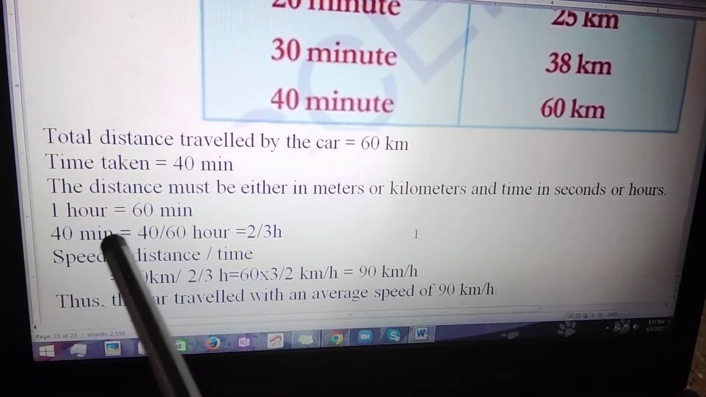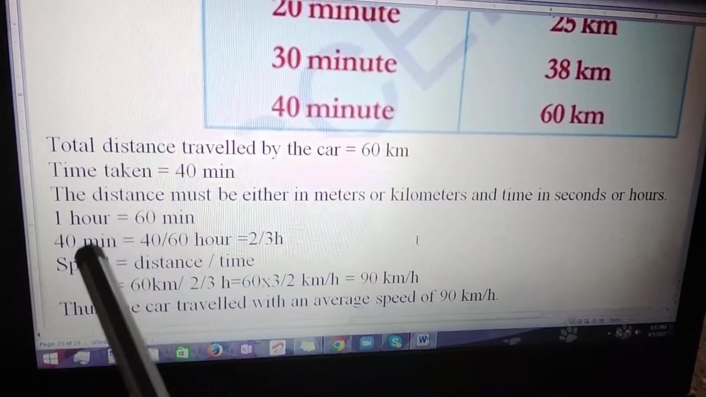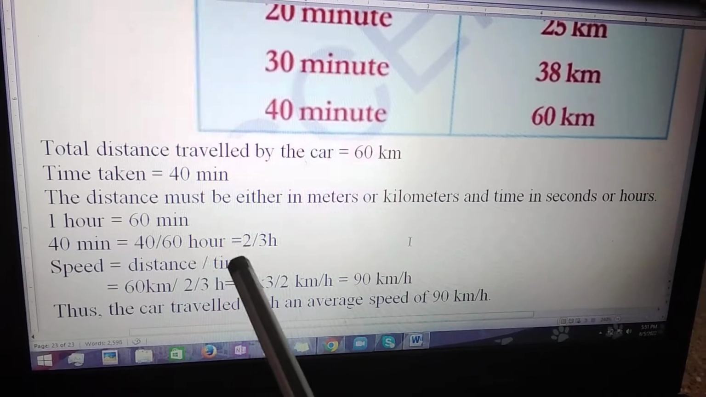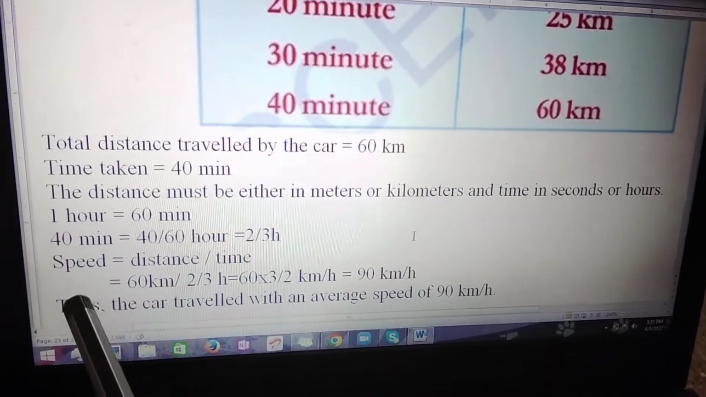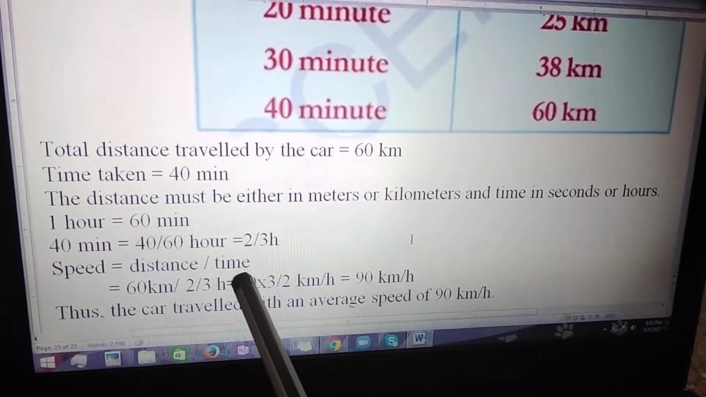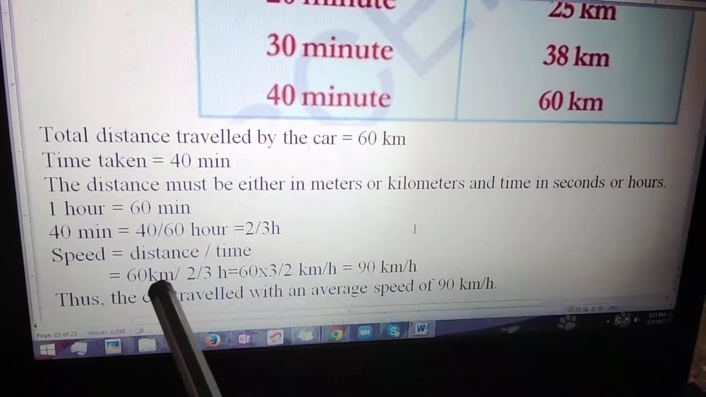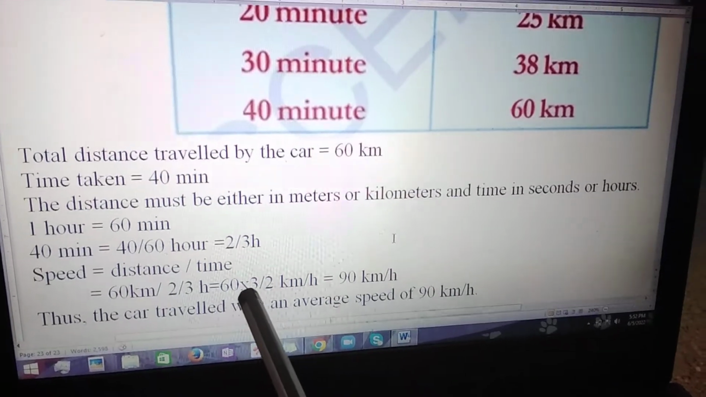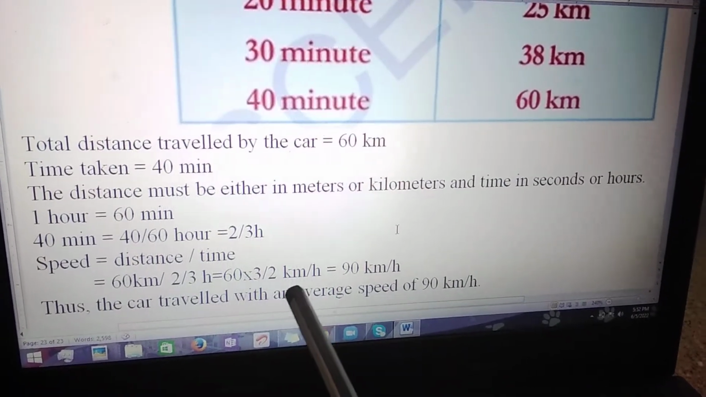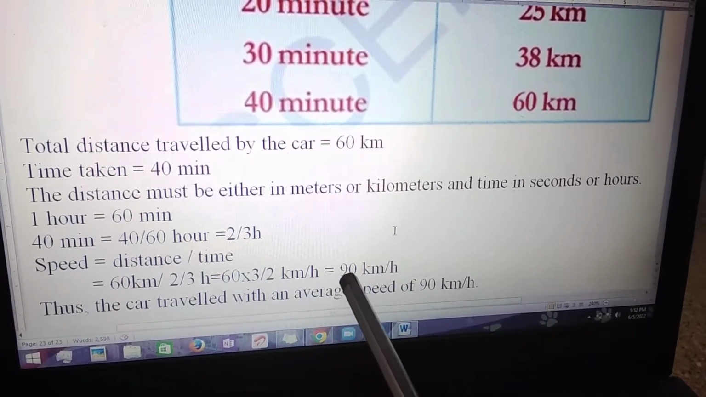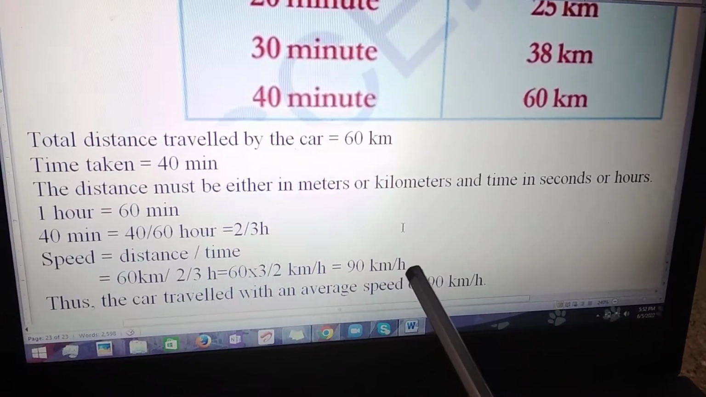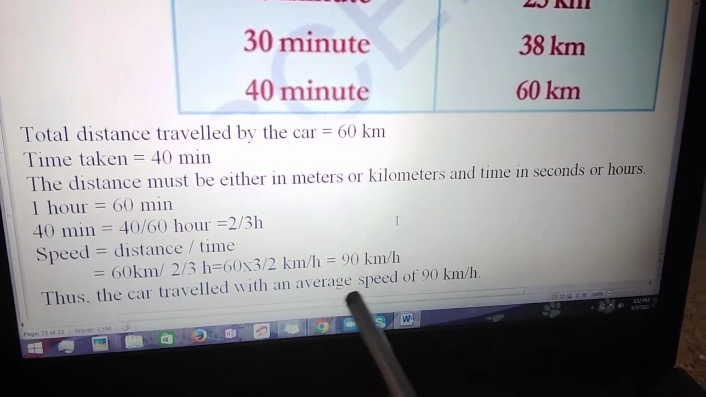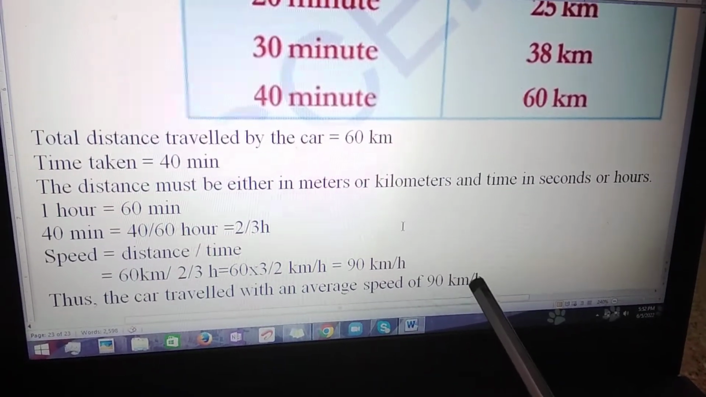1 hour is equal to 60 minutes. 40 minutes is equal to 40/60 hours, which is equal to 2/3 hours. Speed is equal to distance divided by time, which is equal to 60 kilometers divided by 2/3 hours, which is equal to 60 times 3/2 kilometers per hour, which is equal to 90 kilometers per hour. Thus, the car traveled with an average speed of 90 kilometers per hour.